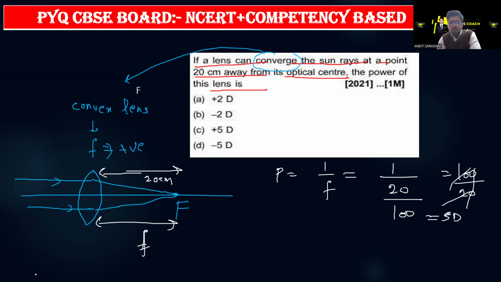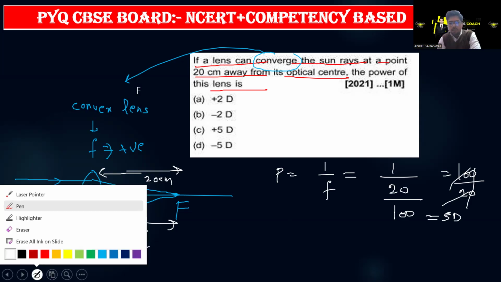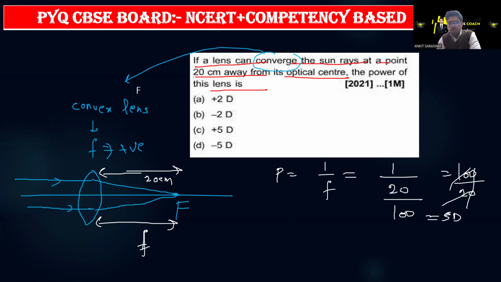Which option is correct? 5 diopter. Option C. Clear? So thank you so much.